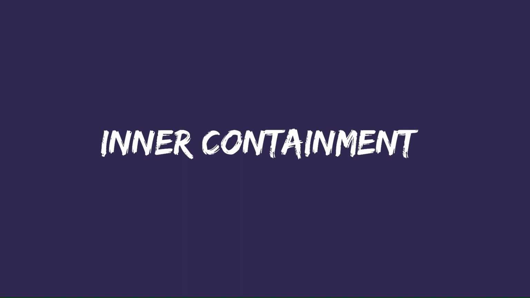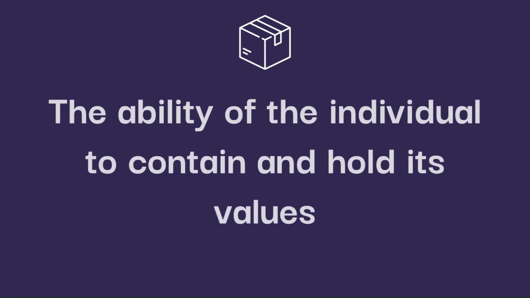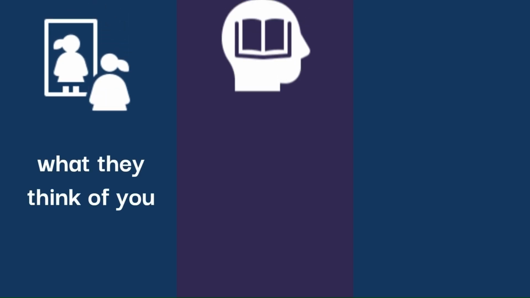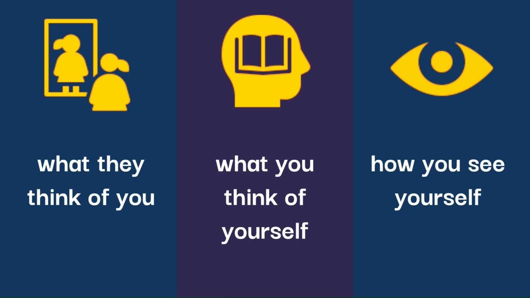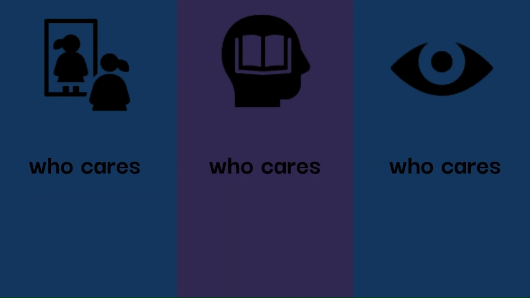The self. The ability of the individual to contain and hold its values is what describes the inner containment. The many components of the inner containment include its ability to hold a favorable self-image, self-concept, and self-perception. If a person sees himself as reliable, they would likely act to be so. Otherwise, they would deviate from their concept of self if they acted in a contrasting manner.